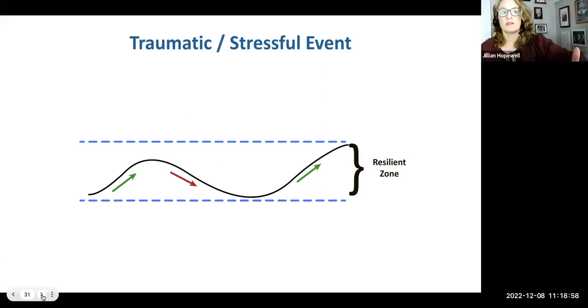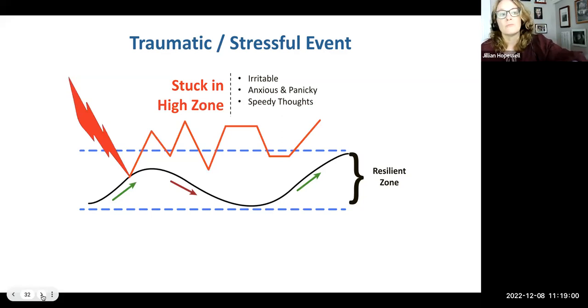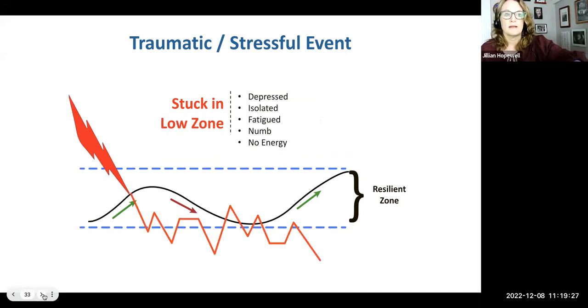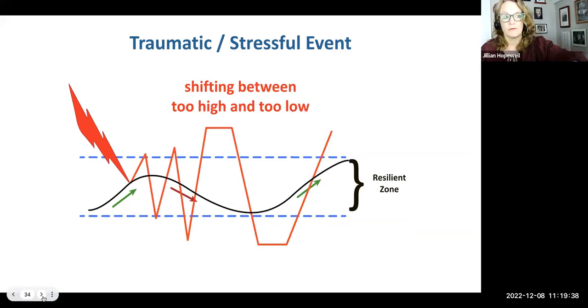But then sometimes, if you go to the next slide, there's a traumatic or stressful event that just pushes you beyond what your normal resilience can manage, and you get stuck in this high zone, which can be characterized by irritability and anxiety, speedy thoughts, feeling really jittery, not being able to really focus. Conversely, you can get stuck in the low zone, which is the next slide, Cindy, which leaves you feeling depressed and fatigued and with no energy and isolated and all of those low-level pieces. And then, of course, going to the next slide, you can shift between high and low.